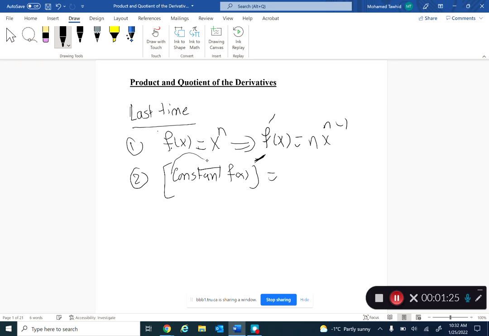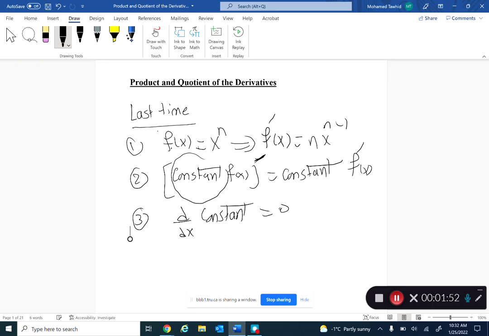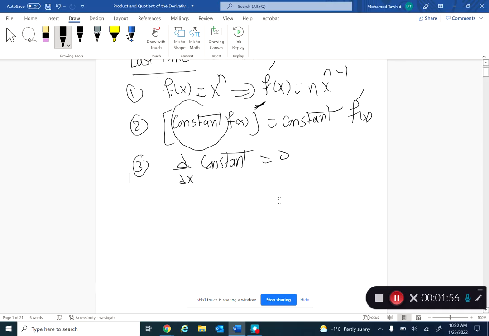Then I mentioned the constant here. You can take it outside of your derivative. If I take the constant outside of my derivative, then what do you have left? Just f prime. Also, I mentioned to you that the derivative of any constant is just 0. The derivative of any constant should be 0, right? That's very much the rule that I mentioned last time.